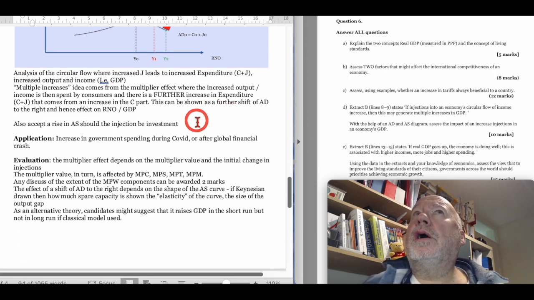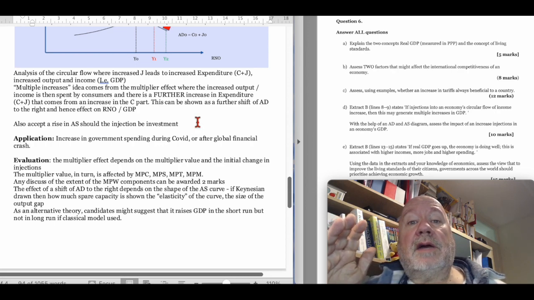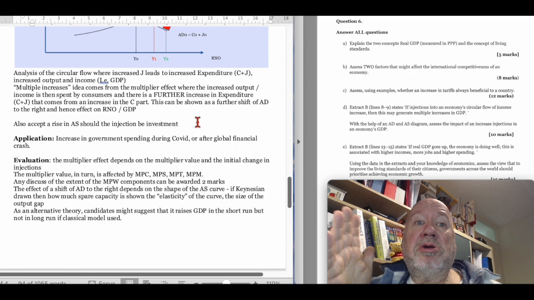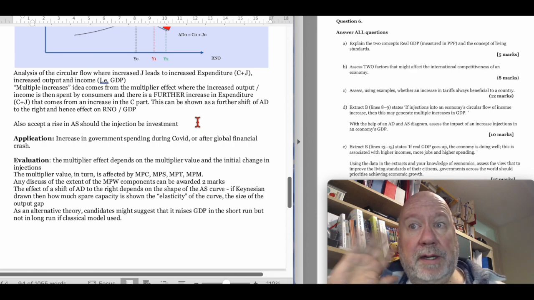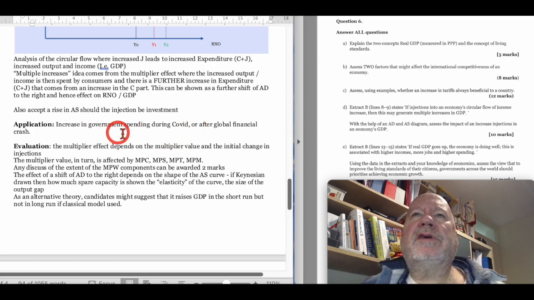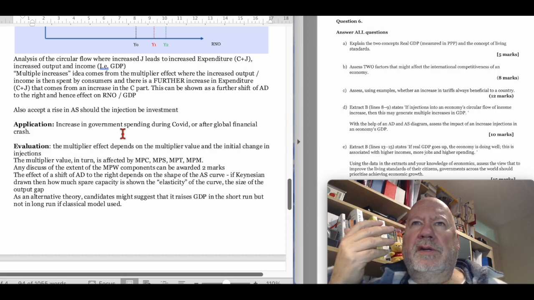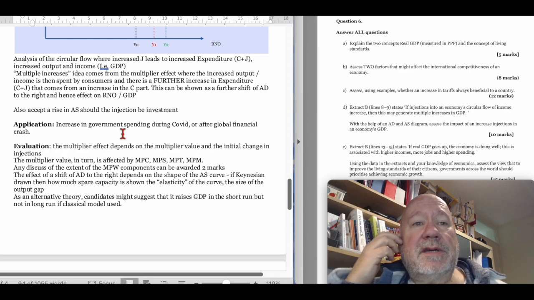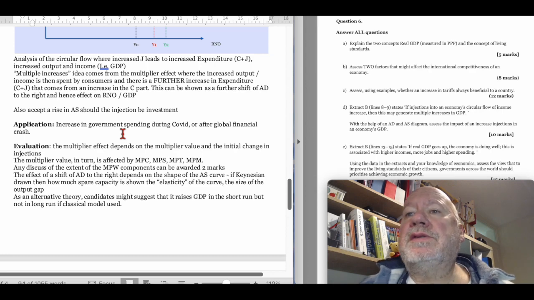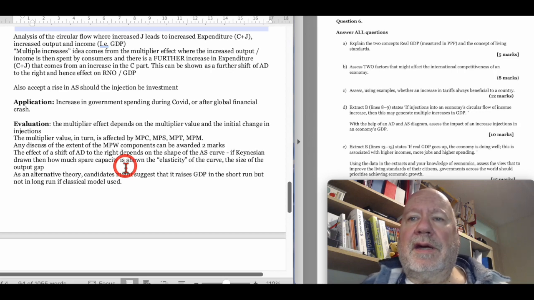Some people, if it was injections and they were talking about investment, shifted the aggregate supply curve. That's not quite what we were looking for, but it was acceptable. It was good economics. It was logical, and so I gave the marks for that. The application, really anything that you were going to say about an increase in government spending or change in exports, or an increase in investment. So you could have talked about HS2 and the government increasing investment in that way. So you've got to know what's happening in the economy to get that application.